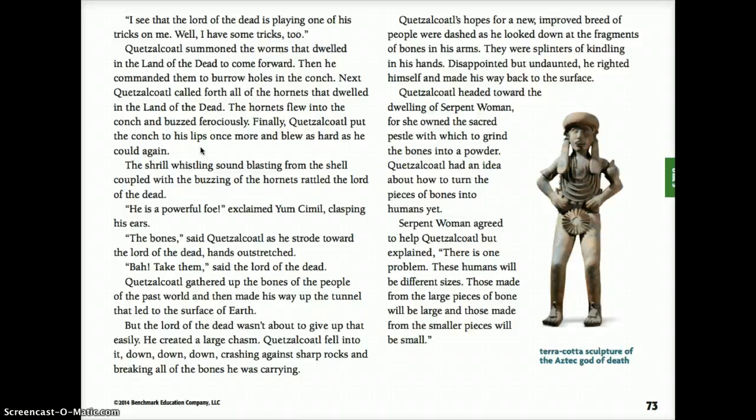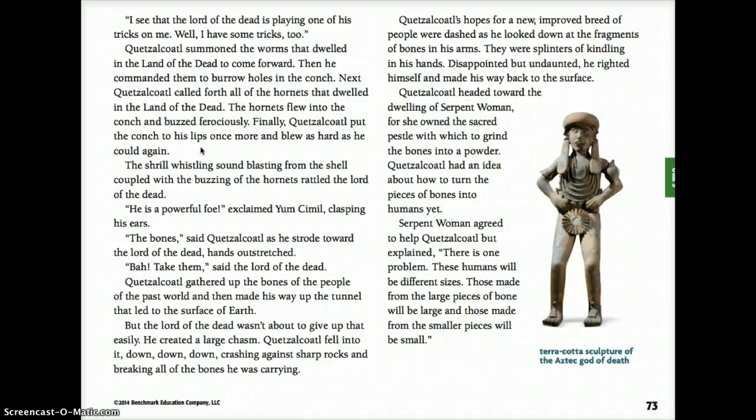Quetzalcoatl's hope for a new, improved breed of people were dashed as he looked down at the fragments of bones in his arms. They were splinters of kindling in his hands. Disappointed, but undaunted, he righted himself and made his way to the surface. Quetzalcoatl headed toward the dwelling of Serpent Woman, for she owned the sacred pestle for which to grind the bones into a powder. Quetzalcoatl had an idea about how to turn the pieces of bones into humans yet.